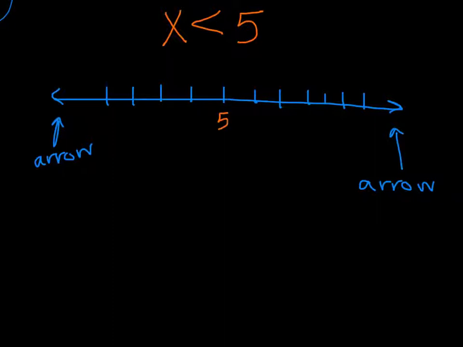I'm going to make 5 be right in the middle. Might as well make it easy on myself. I'm going to add a 4, a 3, a 2, and I'm going to add a 6, a 7, and an 8. Okay, gives me some context.